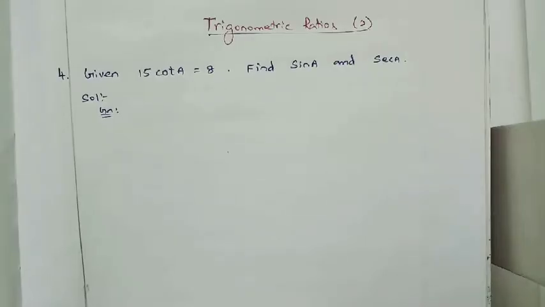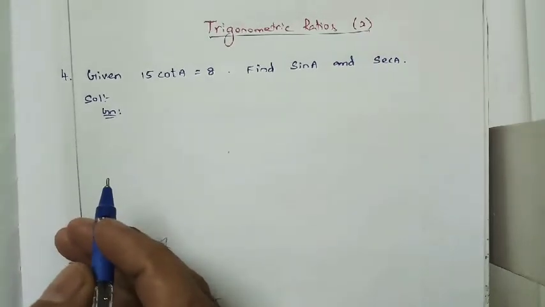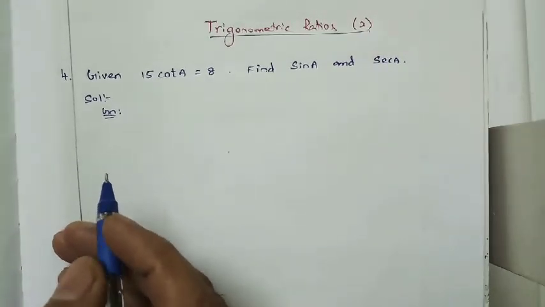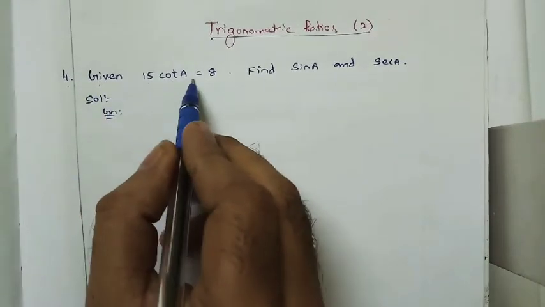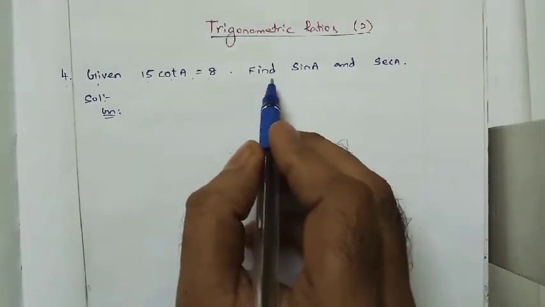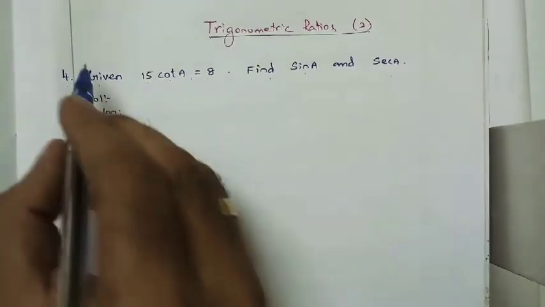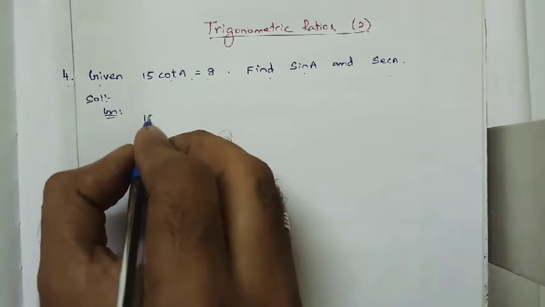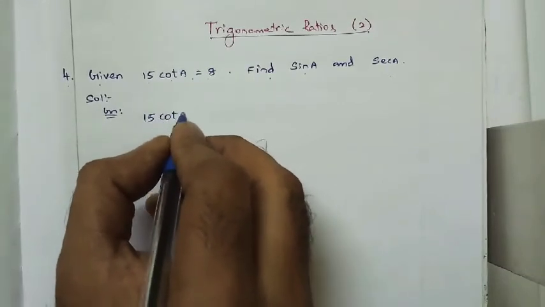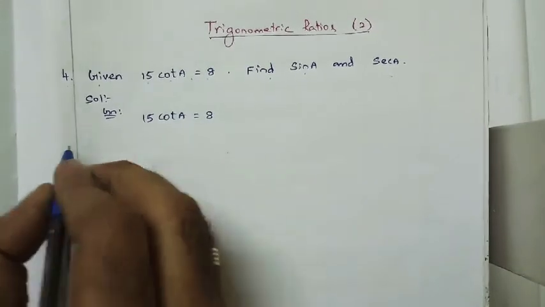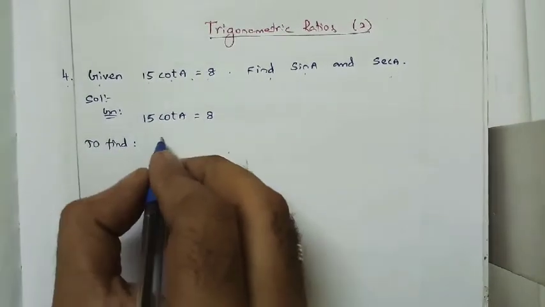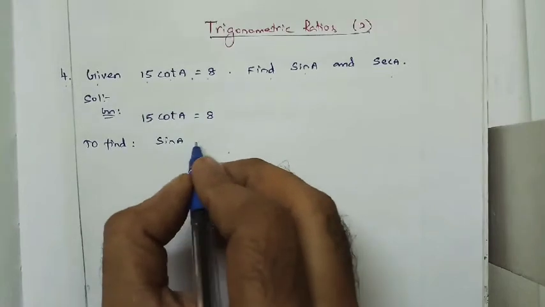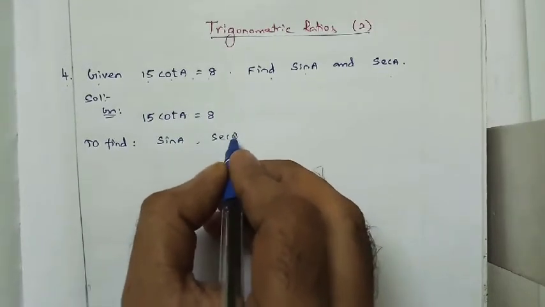Hi students, today we are going to see trigonometry ratios, the same concept. Number 4: given 15 cot A is equal to 8, find sin A and sec A. What is the given? 15 cot A is equal to 8, and we want to find sin A and sec A.